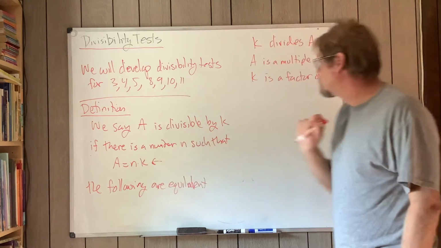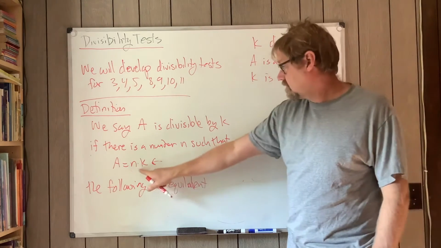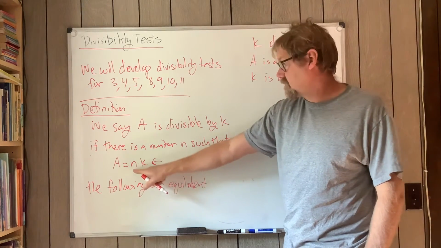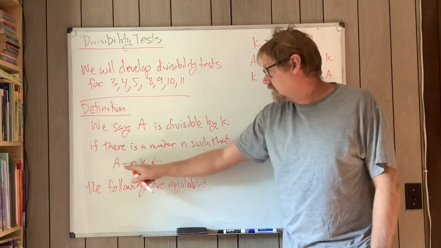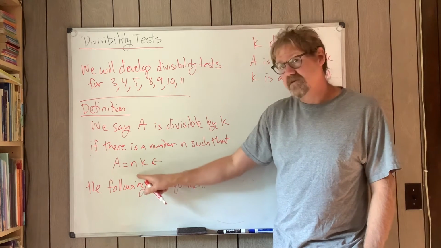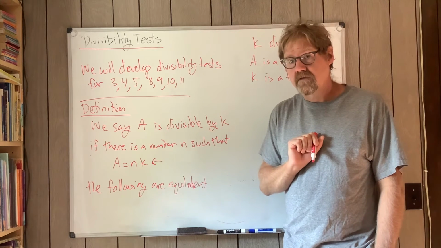So because of this, and I'll show an example a little bit later, A is a multiple of K. A multiple just means that it's some number times K. That's exactly what we mean by that. And K is a factor of A. Remember, if I have a product, the two numbers in the product are factors. So we say that.